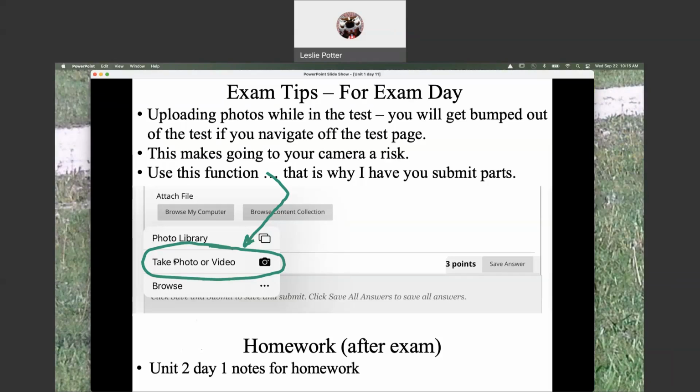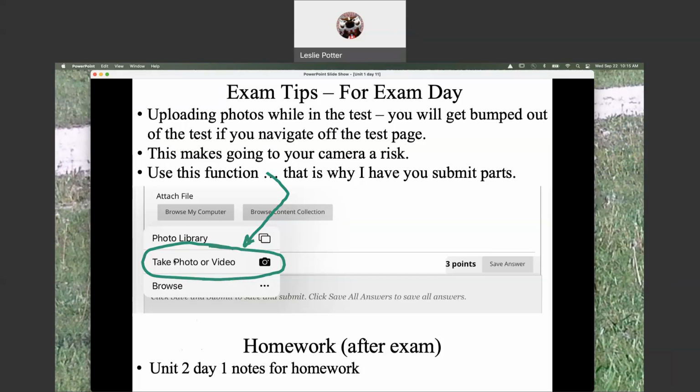Usually each part only takes a small portion. It's like doing a College Board question. It shouldn't take a whole page, so you should be okay with this. So any questions about uploading? All right.